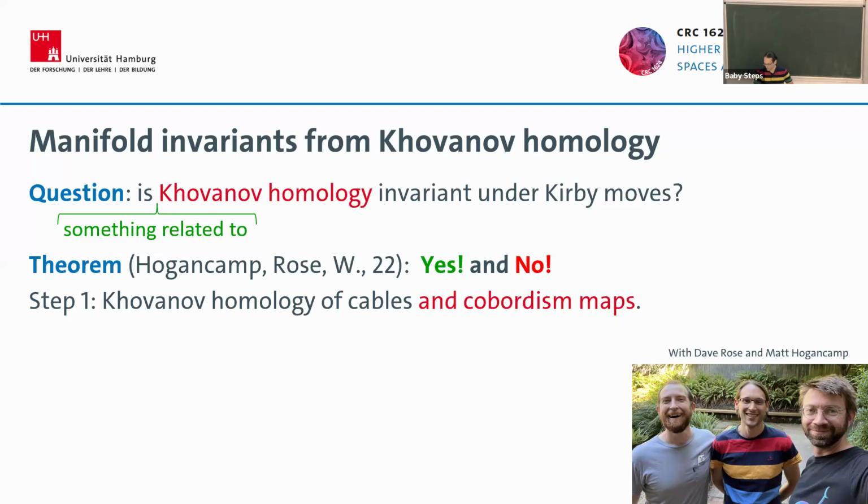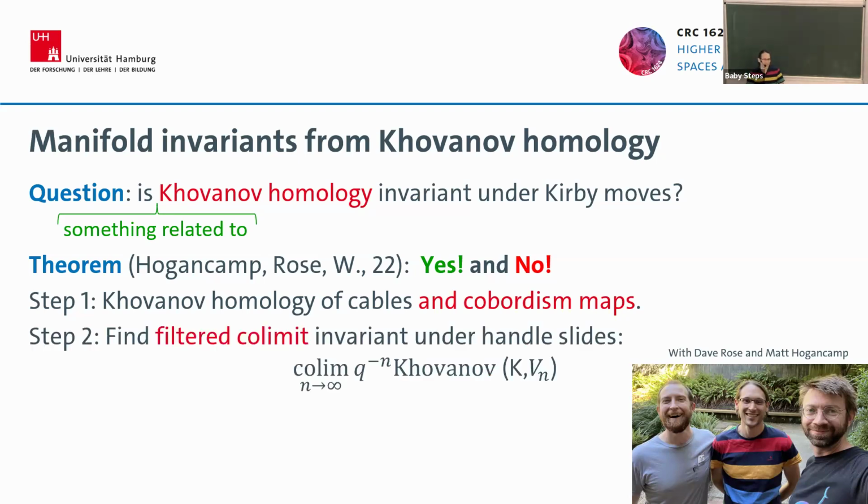So what do we do? We take Khovanov homologies of all cables of our favorite knot, and we also need to know cobordism maps between them. So in link homology, we have two levels of structure: vector spaces and linear maps. Then instead of writing down a sum, we find a filtered colimit of these Khovanov homologies. It turns out this is invariant under handle slides. Then there are two more steps and we just throw them away.